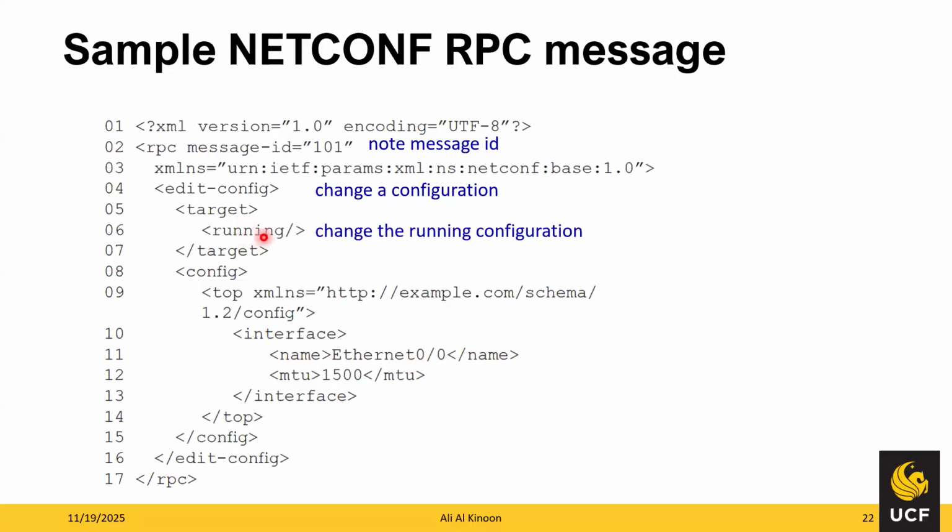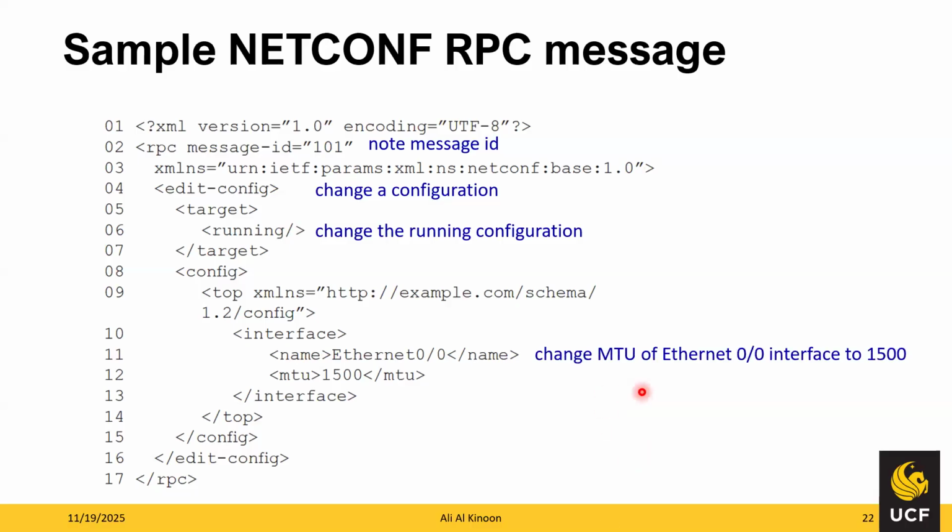We have running slash, and this is going to be the target data store. So the target here, or running, here, the target block that we have is going to specify the configuration data store being changed. And that specific line, the 6th line, which is running, means the active live configuration on the device.